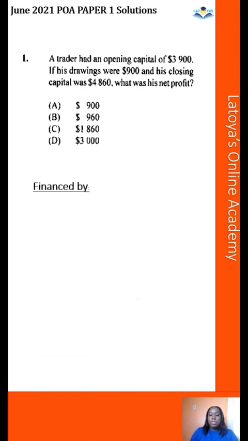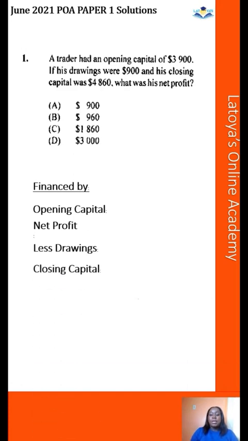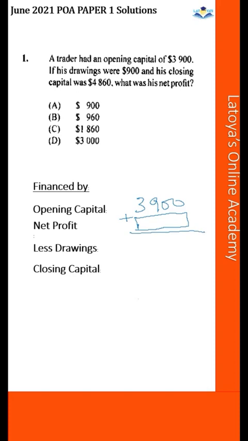I want you to think of your balance sheet, and when you do the section financed by, we usually have opening capital, then we add the net profit or we subtract the loss, then we less drawings, and then we'll get to a closing capital. And what was given? The opening capital given by this question is 3,900. The net profit is what they want us to find. We'll have to add that. Then we have to subtract drawings, which is 900. And that will give us the closing capital that they give us, which is 4,860.